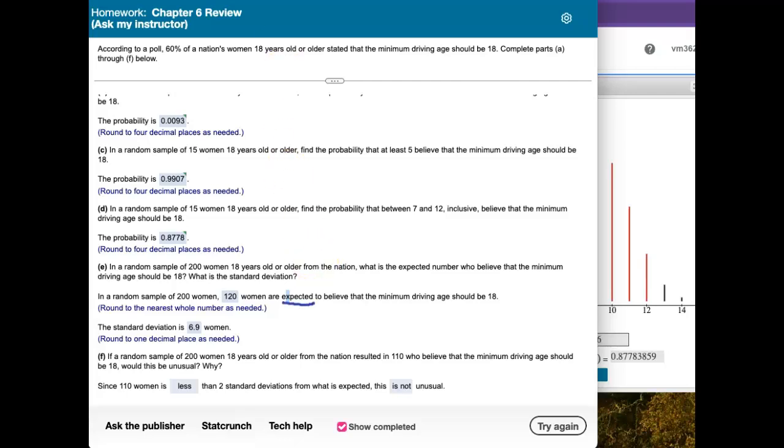So for expected, we want n times p. And in this case, the number of trials in the experiment is 200. The probability of success is 0.6. So we're multiplying those two together, and that gives us 120. So the expected number of women should be 120.